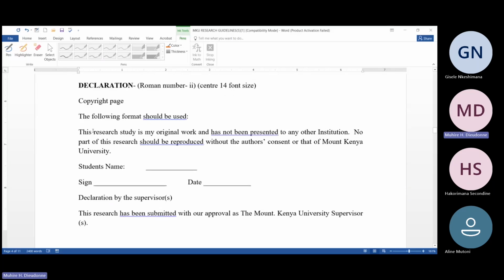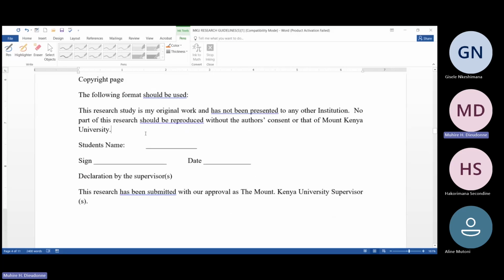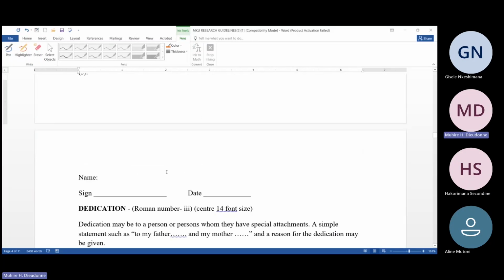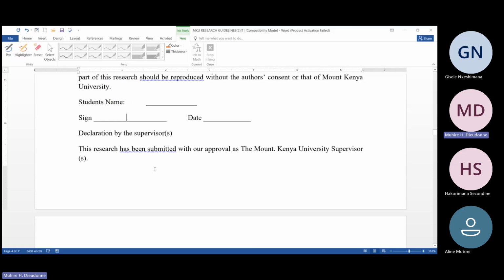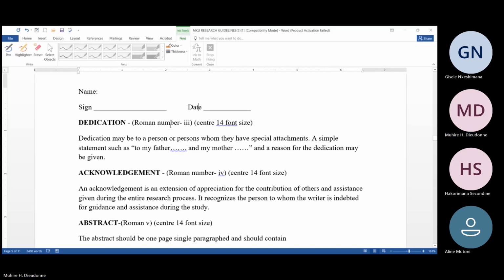And the copyright page, you must also confirm that this thesis or project was not done elsewhere. So then the name of student, sign and signature and date must be there. Then below is about the supervisor name, signature and date also must be there.